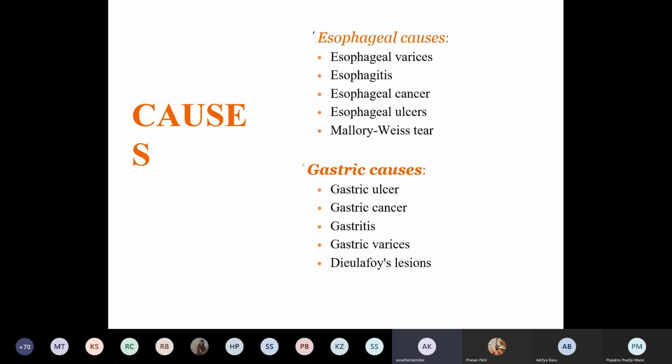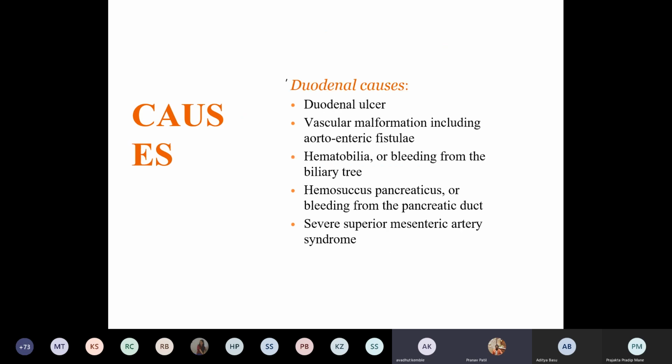The next are the gastric causes. Again, gastric ulcer is one of the most common. Then gastritis, gastric cancer, gastric varices, or diffuse lesions are known to occur. Now what are the duodenal causes of upper GI bleeding? Again you have the duodenal ulcer, vascular malformations, hemobilia or bleeding from the biliary tree, hemosuccus pancreaticus, that is bleeding from the pancreatic duct, and superior mesenteric artery syndrome is also known to be one of the causes of upper GI bleeding.